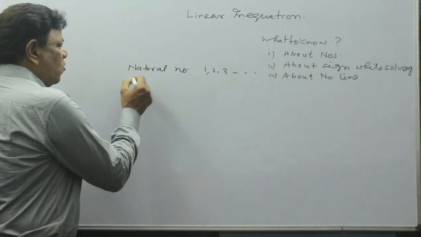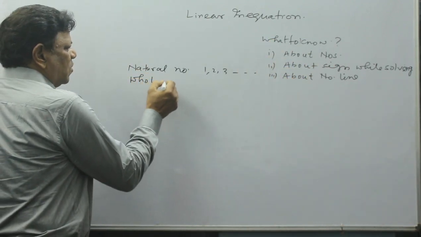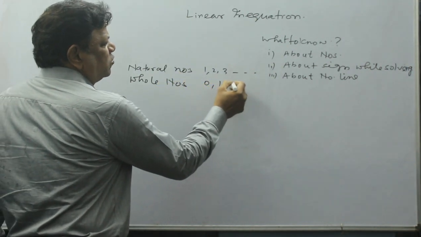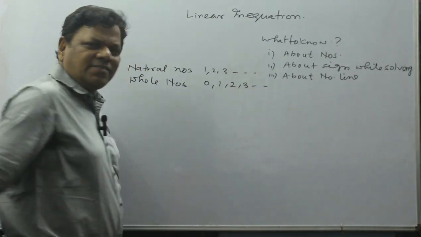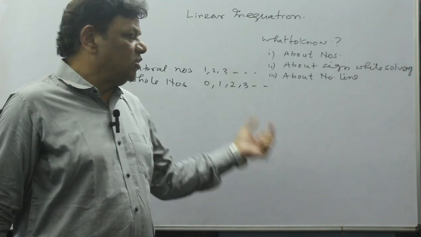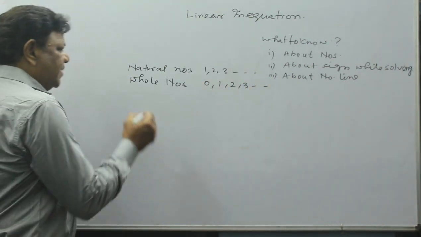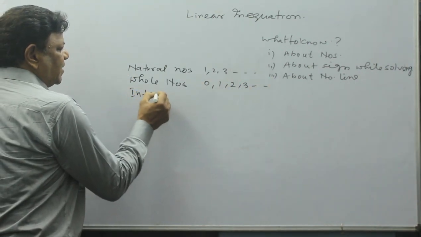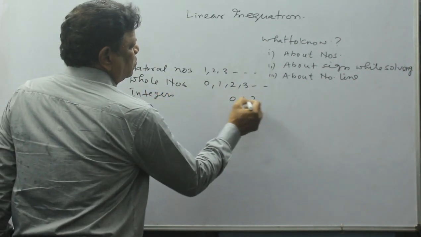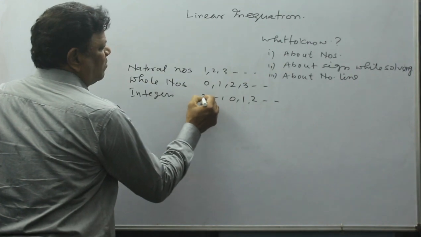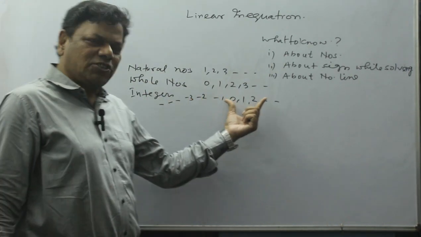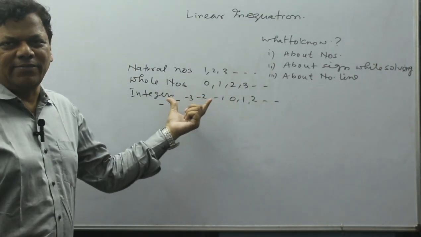Now next is whole number. What is whole number? We start from 0. The only difference is that natural numbers start from 1 onwards, whole numbers start from 0 onwards: 0, 1, 2, 3 onwards. Then we should know about the integer. What is an integer? 0, 1, 2, and on this side -1, -2, -3. All these are integers. These are positive integers and these are negative integers.